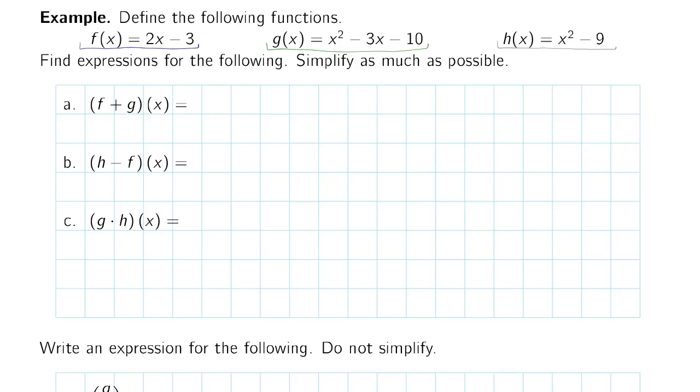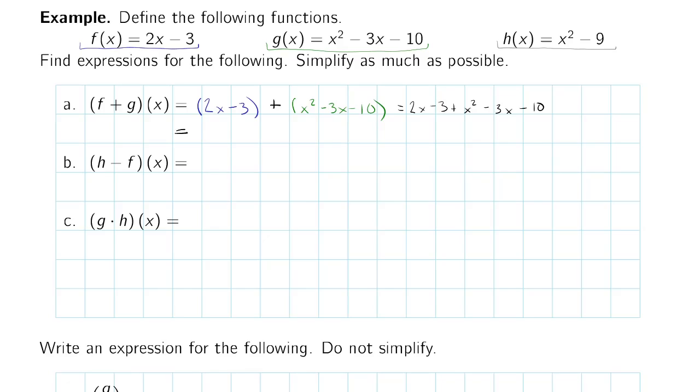So I've got f plus g of x. I know I want to do f of x, 2x minus 3. I want to do g of x, x squared minus 3x minus 10. And I want to add those together. Okay, I'm adding two polynomials. When I'm adding polynomials, I can just use the associative property and drop the parentheses. So we've got 2x minus 3 plus x squared minus 3x minus 10. And then we can go through and combine like terms.